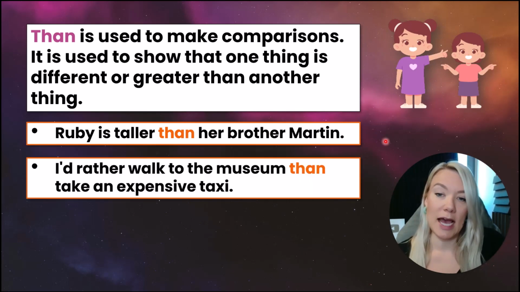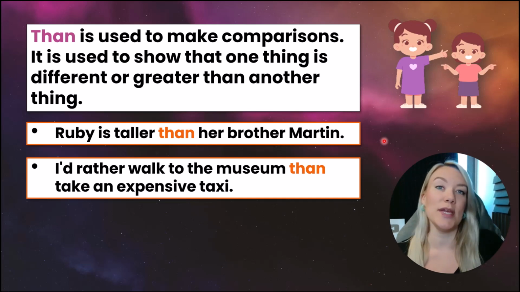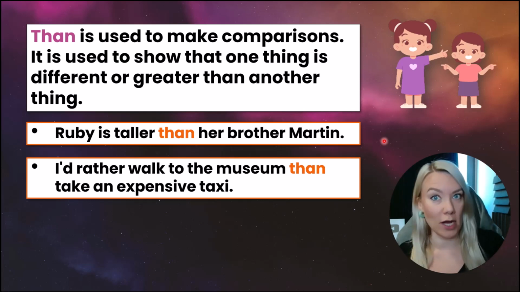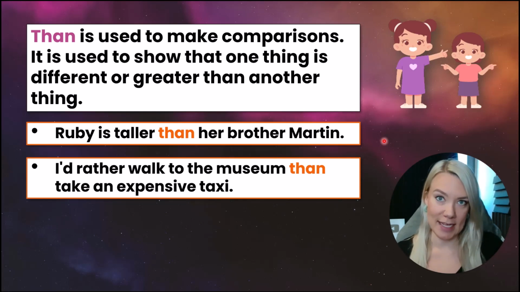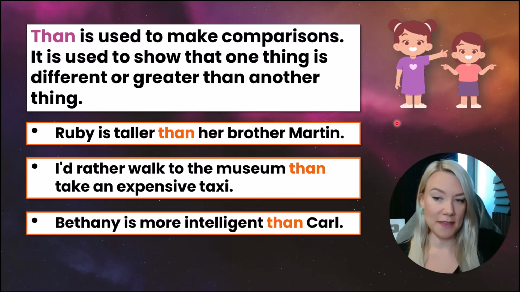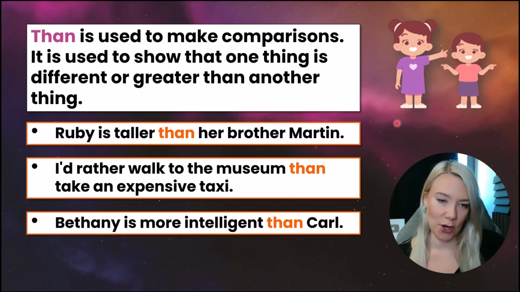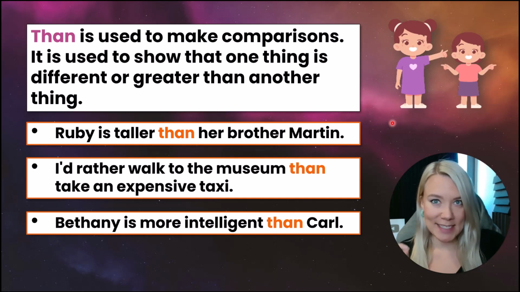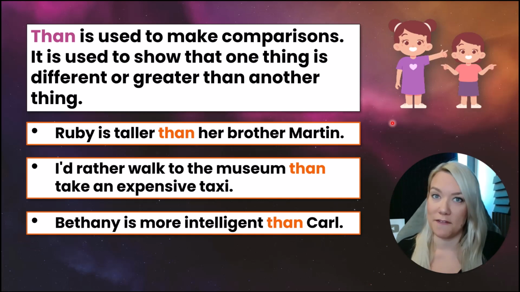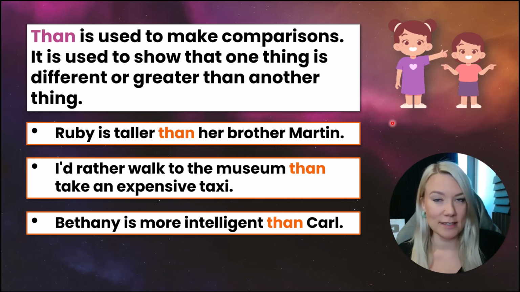Another example. I'd rather walk to the museum than take an expensive taxi. So again, we're comparing two things. Walking to the museum and taking an expensive taxi. Bethany is more intelligent than Carl. I just want you to keep this in mind. If we're talking about a point in time or a sequence of events, we use then. And if we're making a comparison, we're talking about what we prefer between two things or comparing two things or two people, we use than.